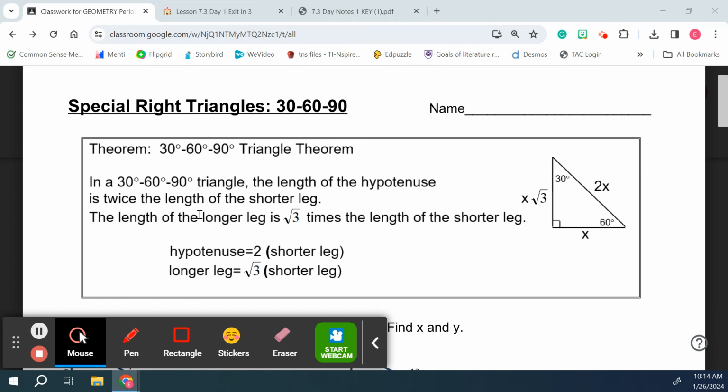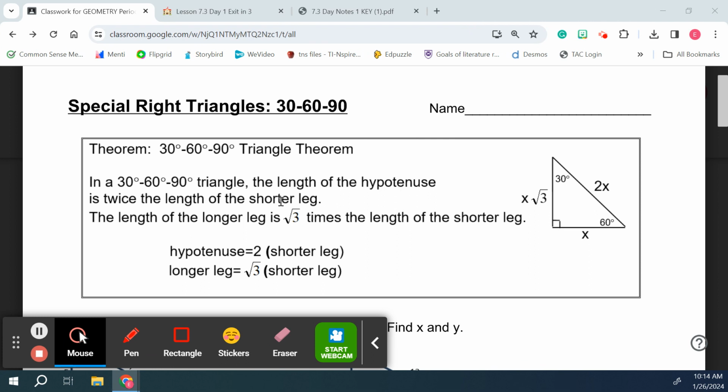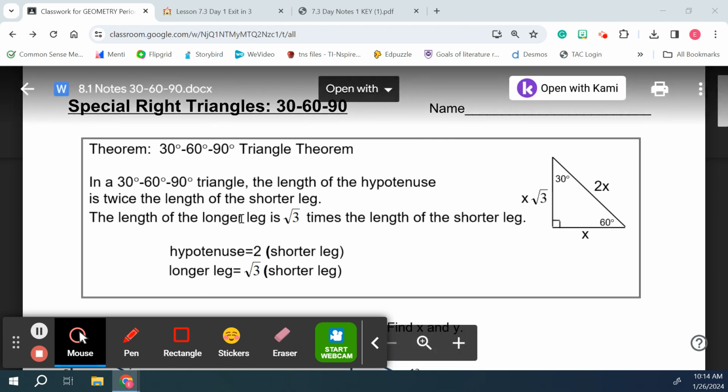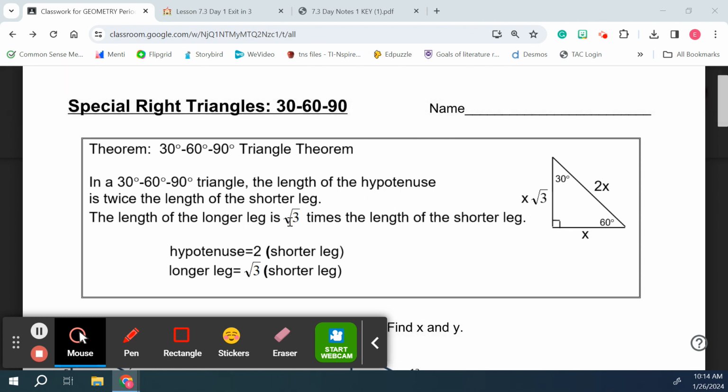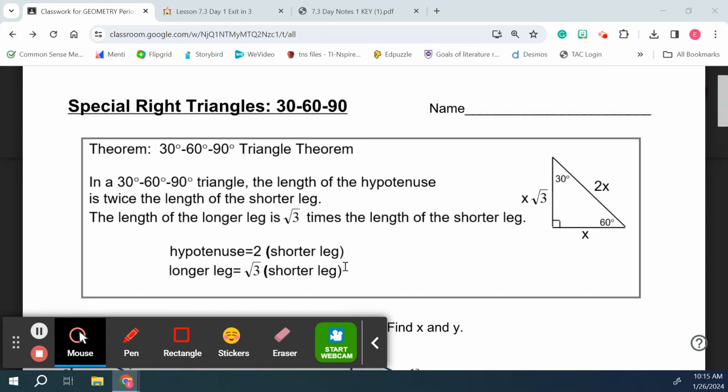All right. So, the 30-60-90 triangle theorem. In a 30-60-90 triangle, the length of the hypotenuse is twice the length of the shorter leg. The length of the longer leg is square root 3 times the length of the shorter leg. So the hypotenuse is 2 times the shorter leg. The longer leg is square root of 3 times the shorter leg.